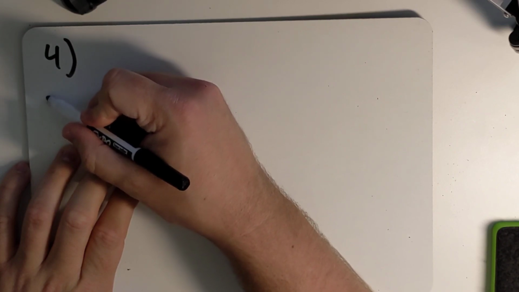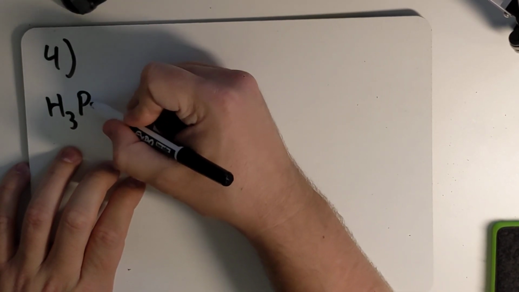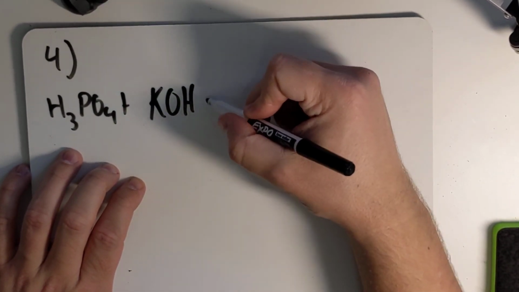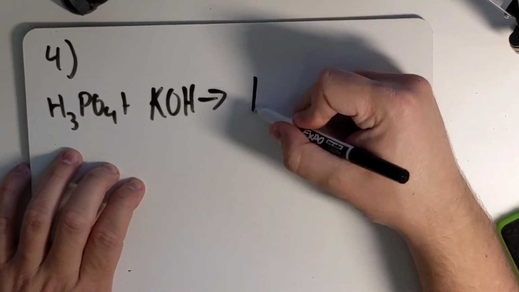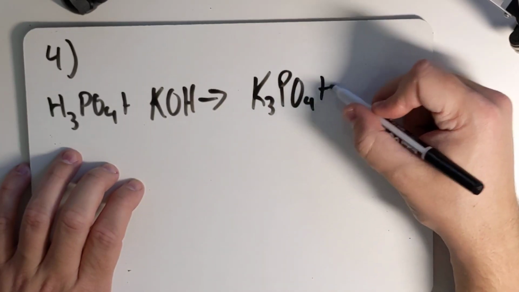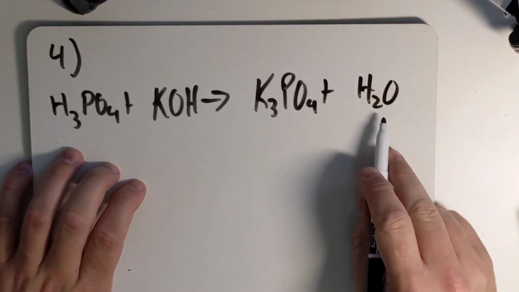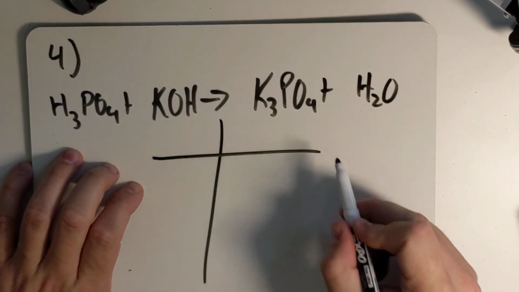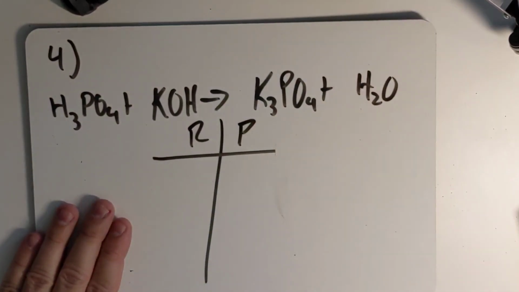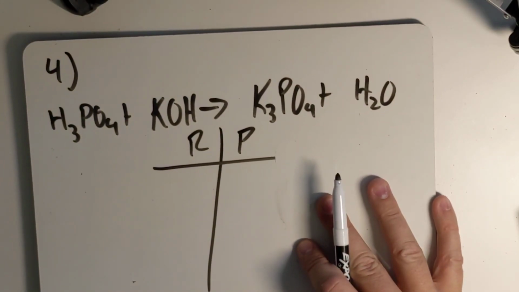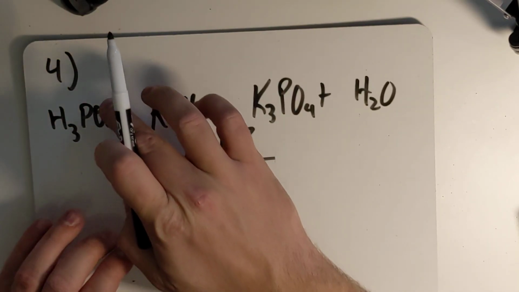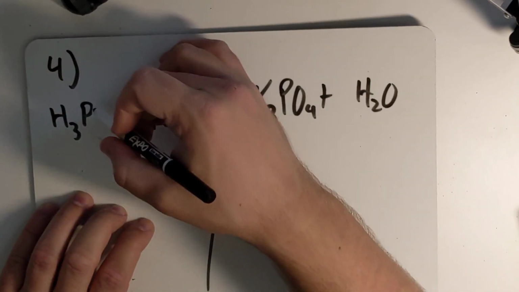So this is H3PO4 plus KOH gives us K3PO4 plus H2O. Hey, we know H2O, that's water. All right, cool. So for this one, we're going to do a T-chart again. We have reactants, we have products. This one is tricky for a few reasons. The first reason is that you've got the same element in 2 different compounds, right? So I'm going to make that a little bit neater.